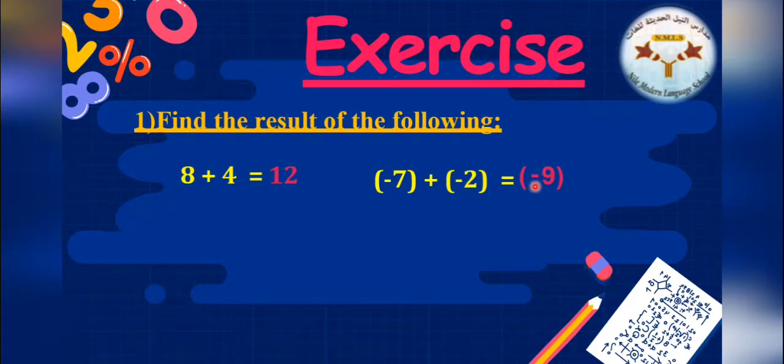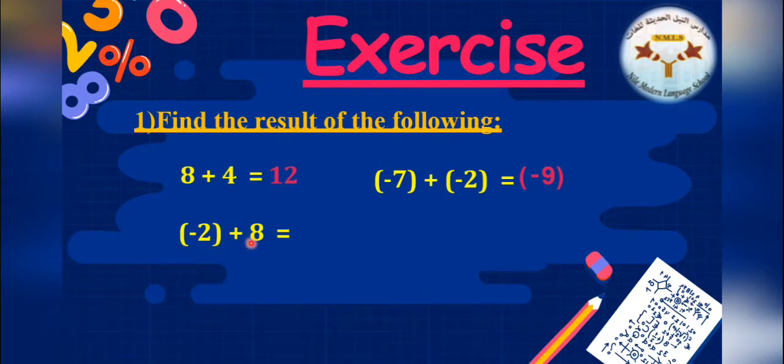Here, negative 2 plus 8. So here, different signs, and I have to find the difference. Different signs, find the difference, keep the greater sign. So I will have to subtract 8 and 2. 8 minus 2 equals 6.